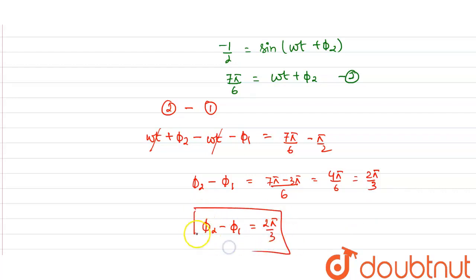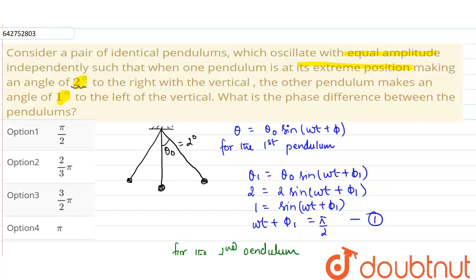Okay. Now checking out the options. The option number second is correct, 2 pi by 3.